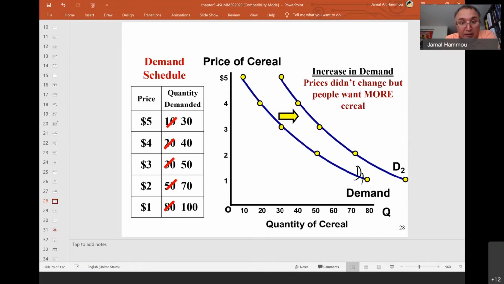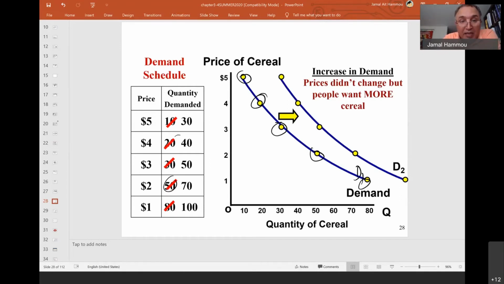Okay. So at 5, we have 10. At 4, we have 20. At 3, you have 50. At 2, you have 50. And 1 is 80. Something happened. We don't know. We'll talk about what causes that. We just now first understand what is the change first. Something changed, not the price.